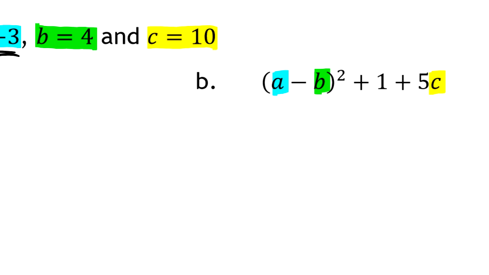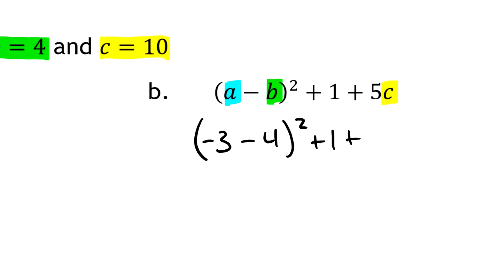For the next question here, a again is negative 3. So I've got to be real careful here. There's a negative 3. And I'm going to subtract from that b, which is positive 4, and then I'm going to square that result, add 1, and I'm going to add to that 5 times 10, which is 50, right? 5 times 10. So in my parentheses, I end up getting negative 7, and I'm very careful not to just throw the parentheses away. It's negative 7 getting squared.